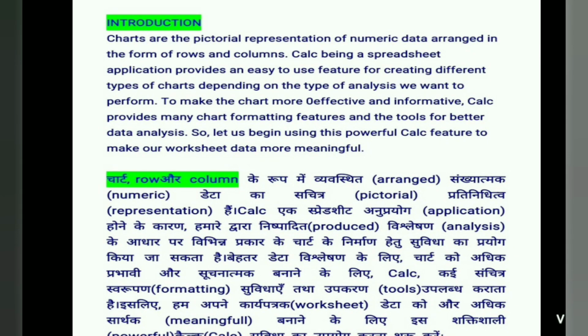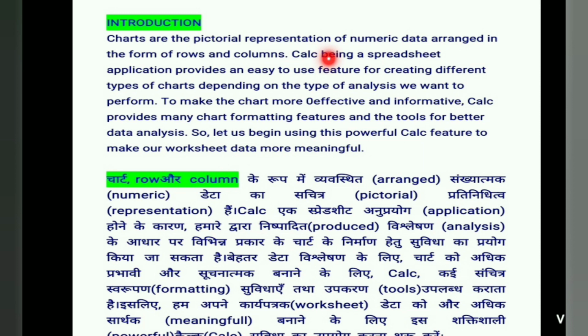Charts are the pictorial representation of numeric data arranged in the form of rows and columns. The data which we use in a chart is in the form of rows and columns, and we present that data in the form of a picture. Maybe we have the data of students' marks in a table, and showing that data on a graph is called a chart.